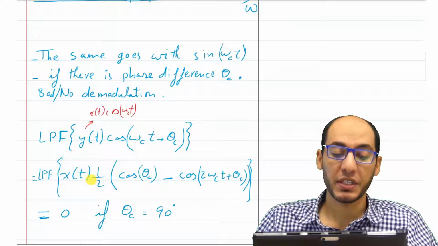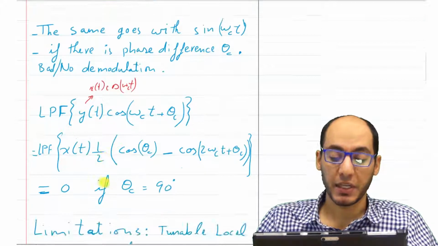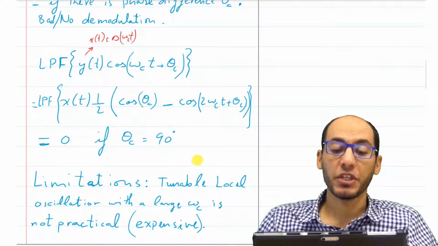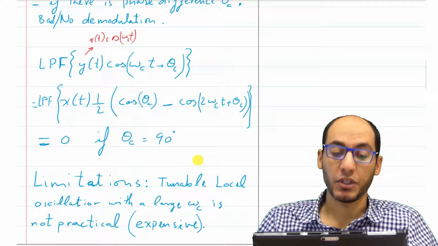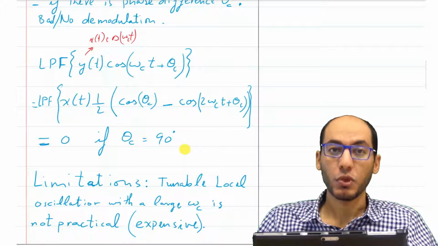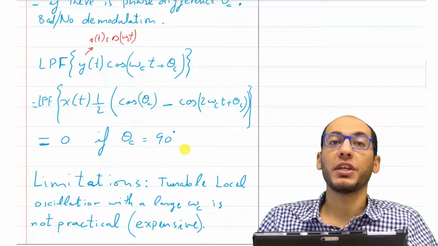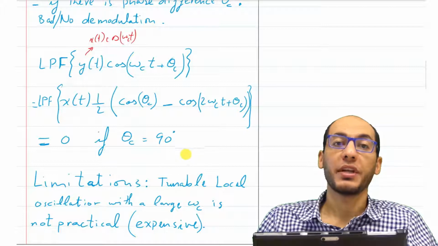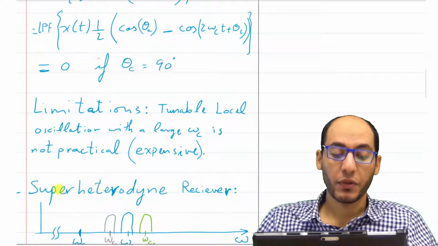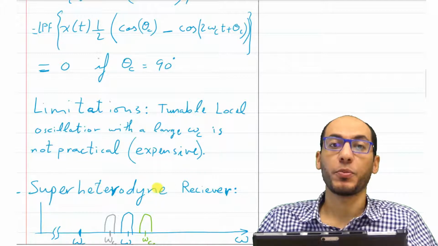The carrier frequency and the local oscillator have the same phase. Remember that there is one limitation in addition to that. In addition to needing knowledge of theta, you have another limitation, which is that this local oscillator is expensive when it is tunable. And that's why we have the concept of the superheterodyne.